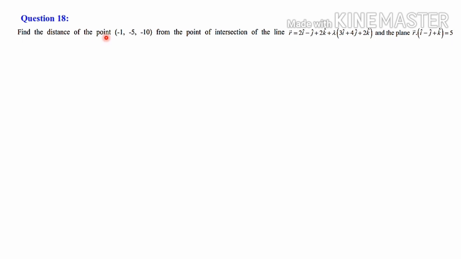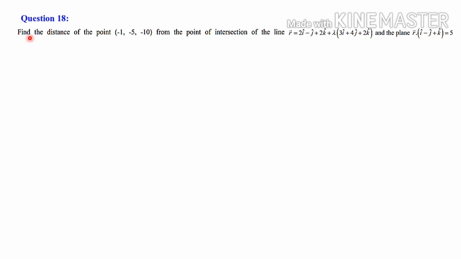Next we shall discuss question number 18. Find the distance of the point (-1, -5, -10) from the point of intersection of the line vector r = 2i cap - j cap + 2k cap + lambda into (3i cap + 4j cap + 2k cap) and the plane vector r dot (i cap - j cap + k cap) = 5.